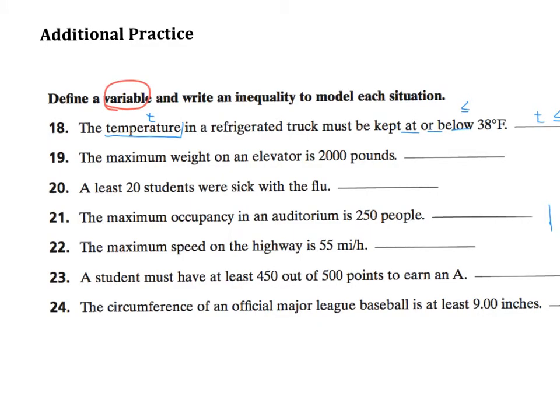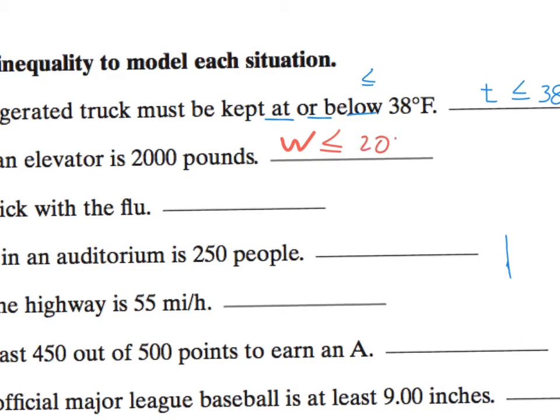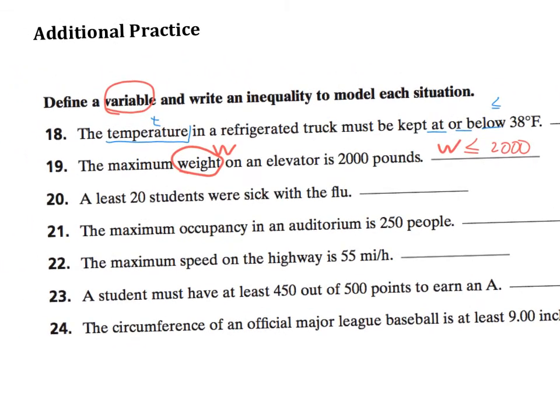So we'll walk through this one. On number 19, what variable did you use? And are equal to 2,000 pounds. So one thing we always need to check, it says the maximum weight. Does that include 2,000? And the answer is yes, it does, because maximum is as high as it could get up to without causing any harm.